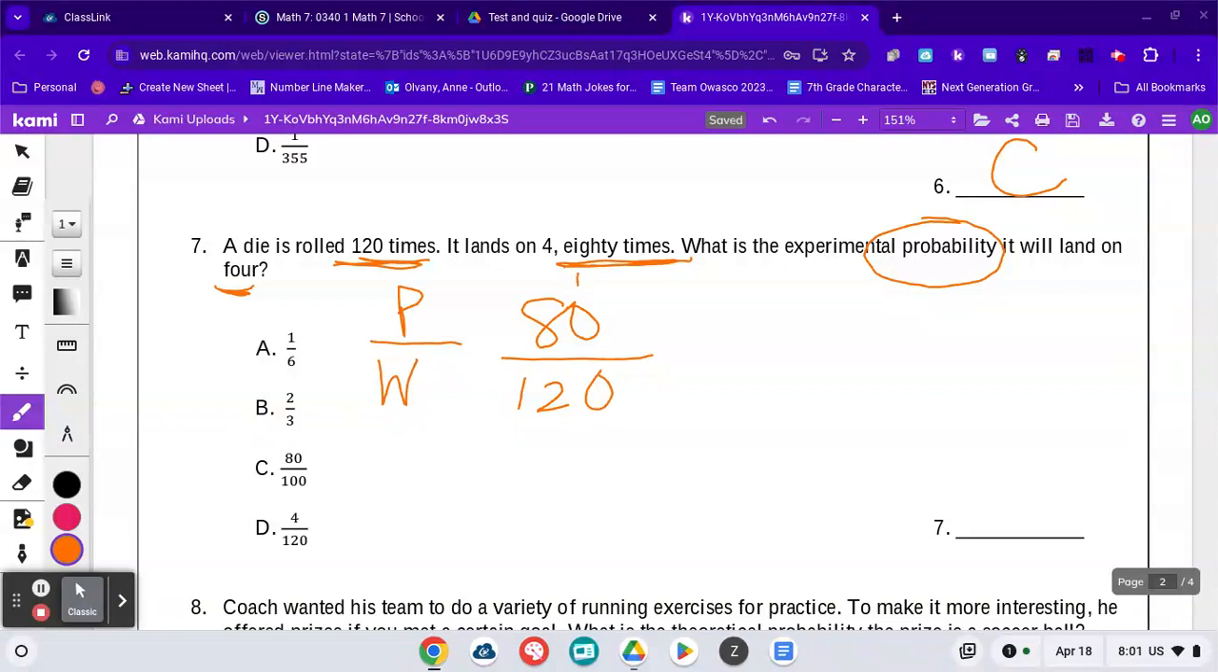I'm going to say dividing by 10 makes this 8/12. And I can divide 8 and 12 by 4, and that's how I'm going to get 2/3. So I didn't even touch my calculator, and I got the answer. And you can too.